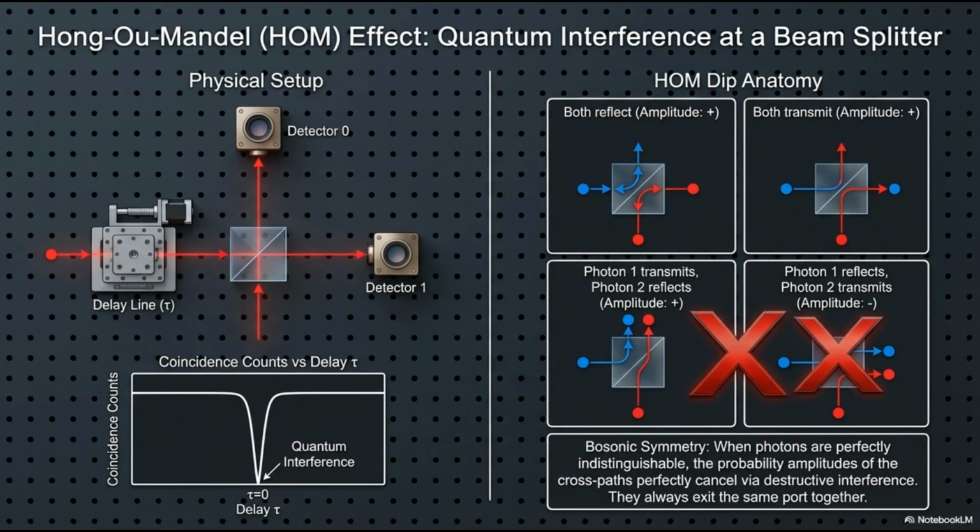The physical explanation lies in bosonic symmetry. For two indistinguishable photons at a beam splitter, there are four possible path combinations. Both reflect, both transmit, photon 1 transmits while photon 2 reflects, or photon 1 reflects while photon 2 transmits. The two cross-path probability amplitudes carry opposite signs, causing them to cancel exactly through destructive quantum interference, leaving only the two cases where both photons exit from the same output port together.